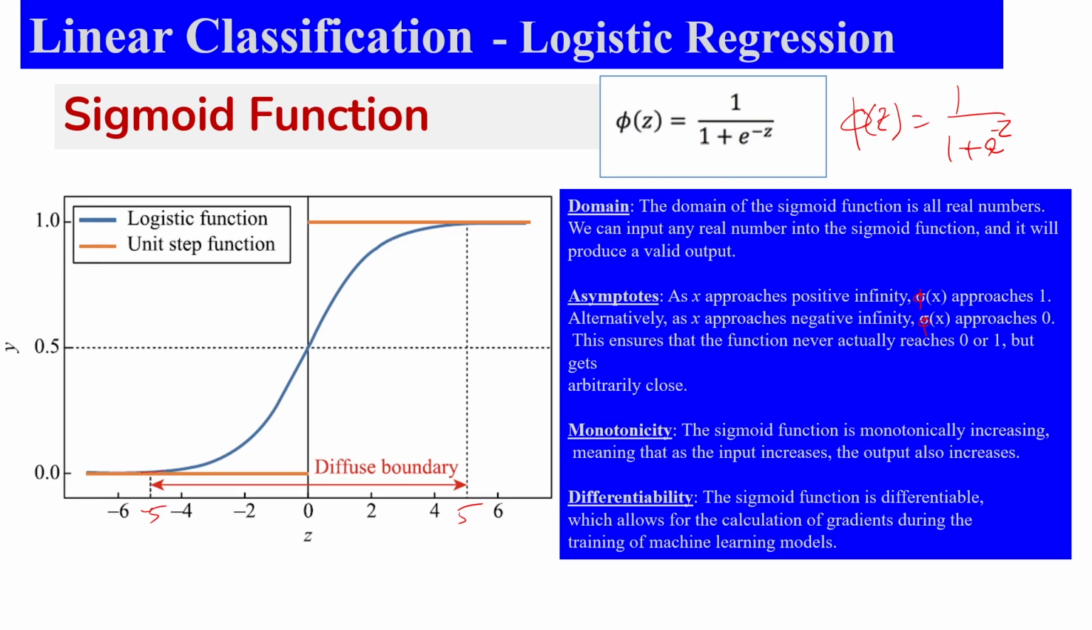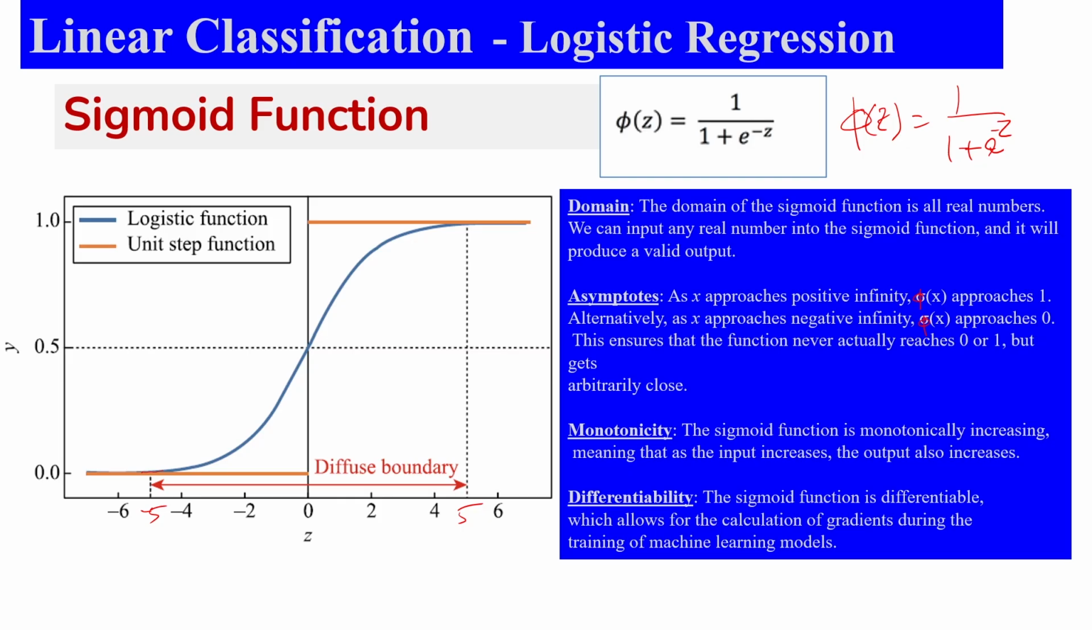The third property is monotonicity. The sigmoid function is monotonically increasing, meaning that as the input increases, the output also increases. As z increases, phi z also increases. That is monotonicity.